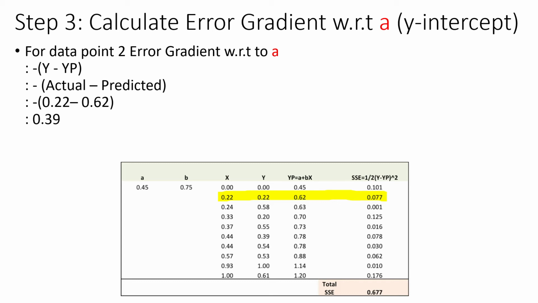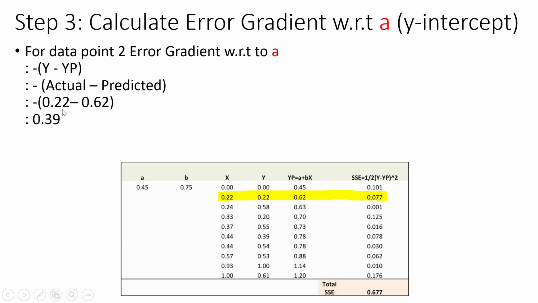When we take the partial derivative of the sum of squared error with respect to a, this is the formula that we get over here: minus of (y minus yp). So y is actual and yp is the predicted y. For data point 2, the actual y is 0.22 and the predicted y is 0.62.